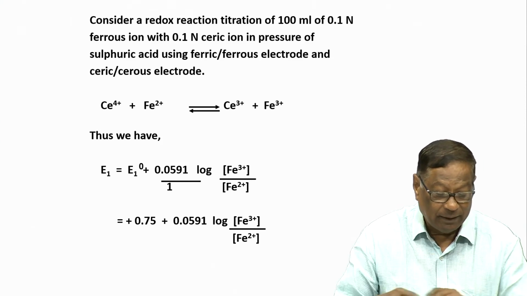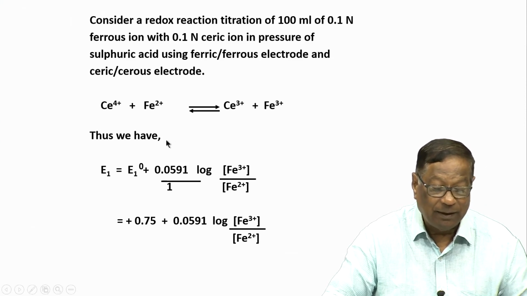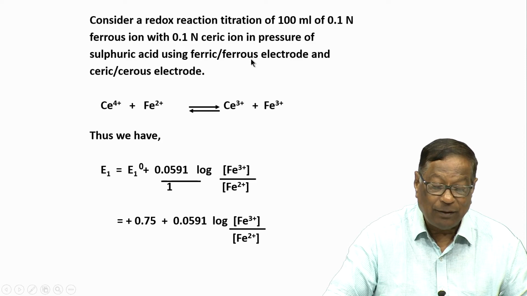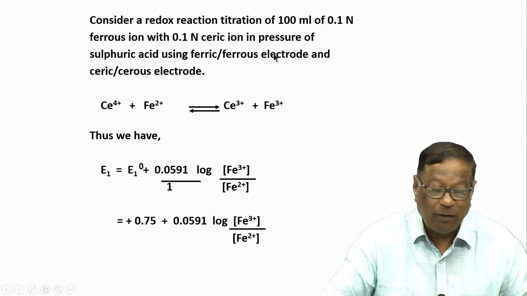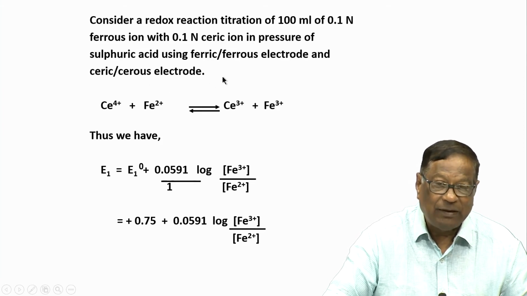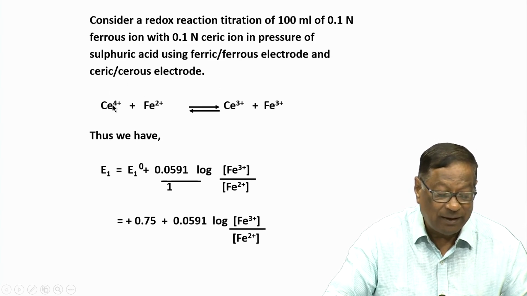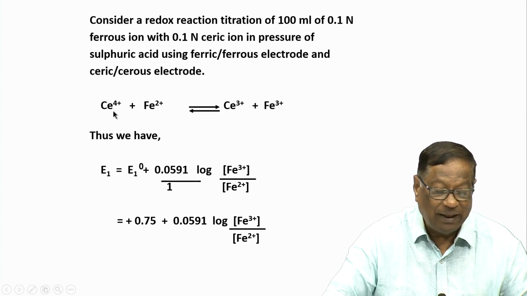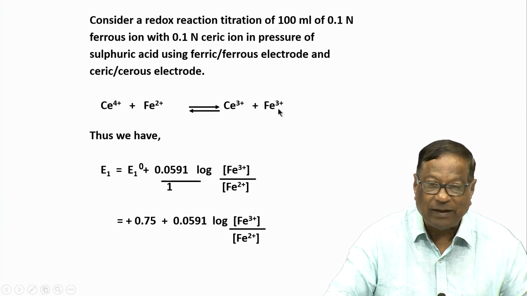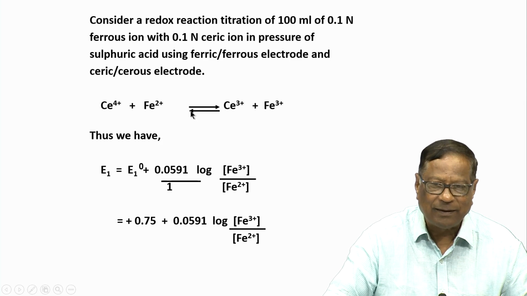So, we are going to consider a redox reaction, the titration of 100 ml of 0.1 normal ferrous ion with 0.1 normal ceric ion in presence of sulfuric acid, using a ferric-ferrous electrode and a ceric-cerous electrode. We will study this reaction. The actual reaction can be represented as Ce4+ and Fe2+ going to Ce3+ and Fe3+. This is a very standard reaction.